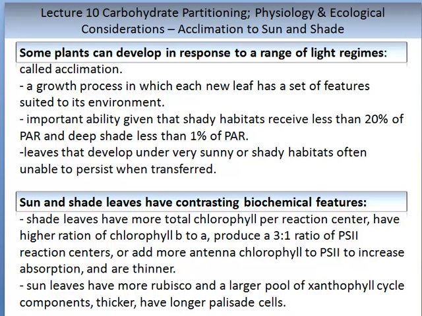Sun and shade leaves have contrasting biological features. Shade leaves have more total chlorophyll per reaction center. They have a higher ratio of chlorophyll b to a. This produces a ratio of 3:1 of photosystem 2 to photosystem 1 reaction centers. They can add more antenna chlorophyll to photosystem 2 to increase absorption and tend to be thinner. While sun leaves have more rubisco and a larger pool of xanthophyll cycle compounds. They are thicker and they have longer palisade cells.